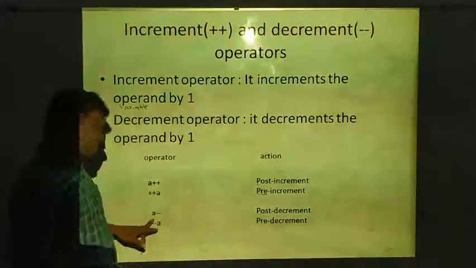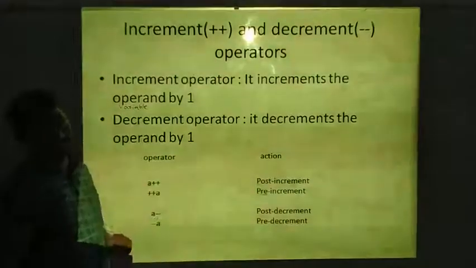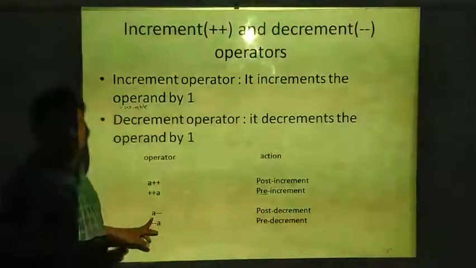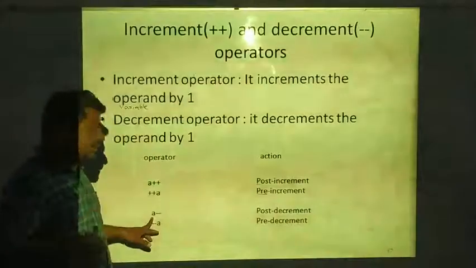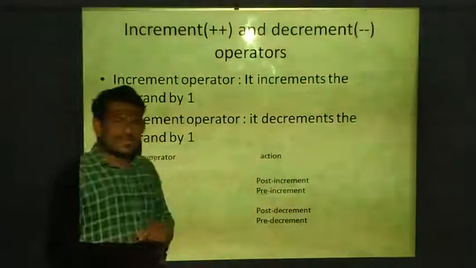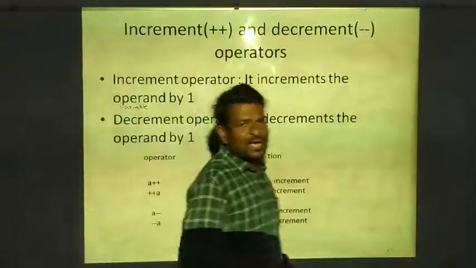The same with the decrement. Post decrement, A minus minus, means what? First the value of A is taken, after that it decreases the value by 1. Whereas minus minus A means what? First it decreases the value by 1, then after that it takes the value.